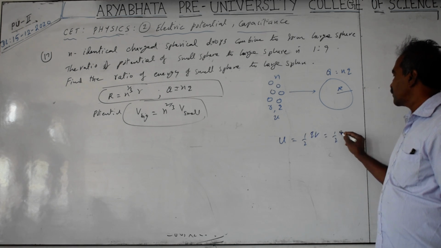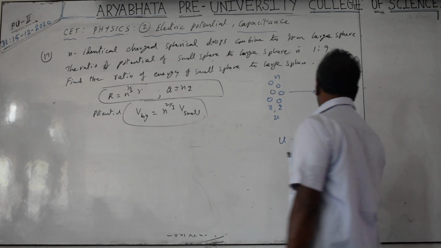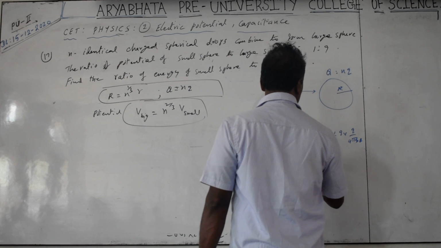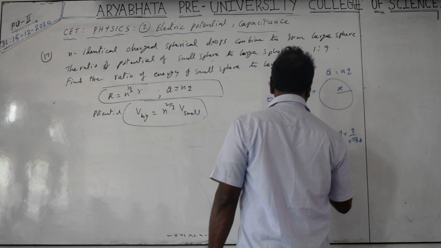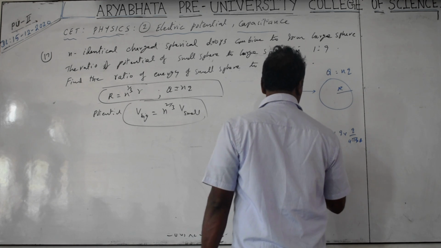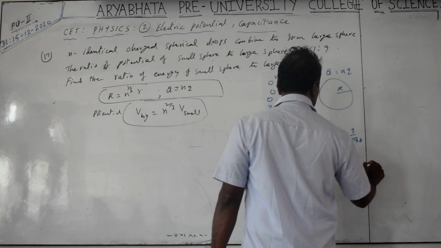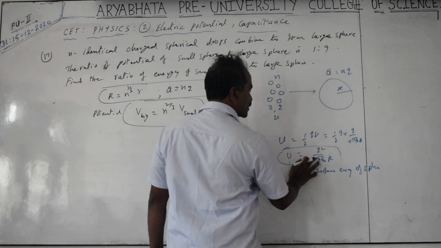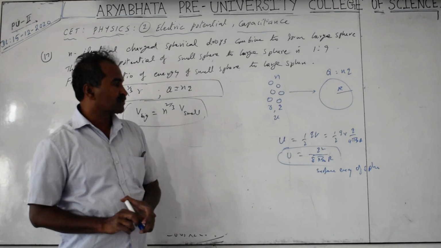Half into Q into the potential Q by 4π epsilon naught R is equal to Q square by 8π epsilon naught R. This is the formula for the surface energy of a sphere with charge. 4 into 2 is 8 units. They will also ask this formula; we discussed this point already before.